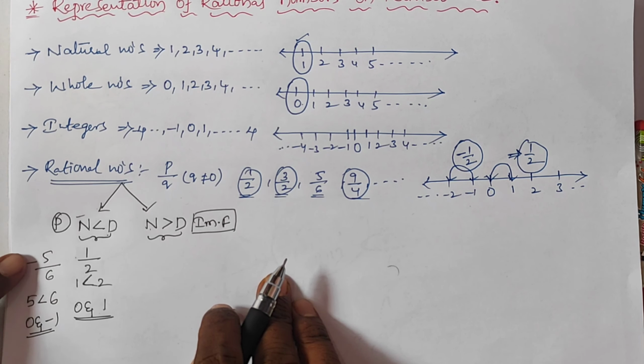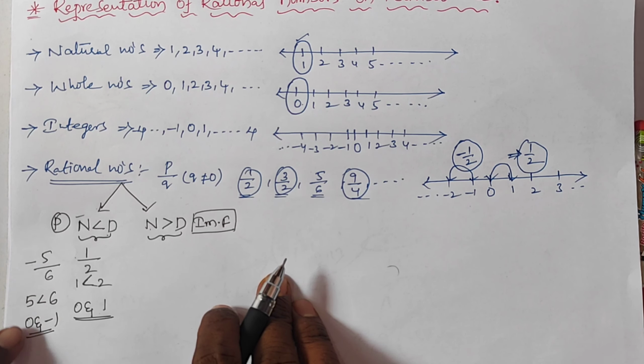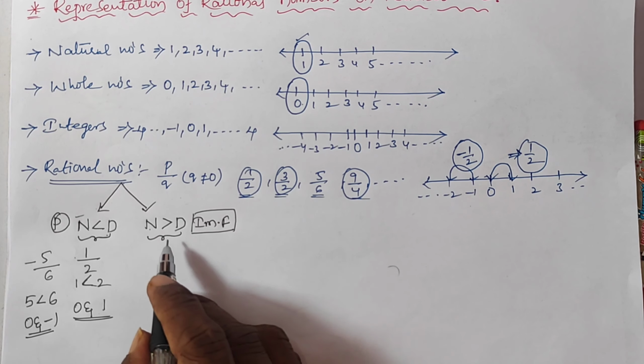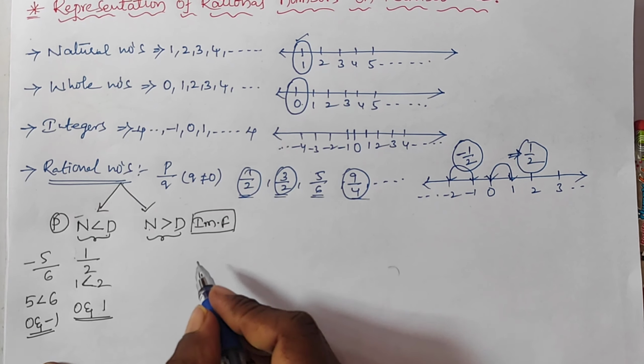So first we have to check whether it is a proper or improper fraction. 5 by 6 is a proper fraction. That means it lies between 0 and 1. Negative means it lies between 0 and minus 1. Are you getting it? Now coming to the second case, if the numerator is greater than the denominator.